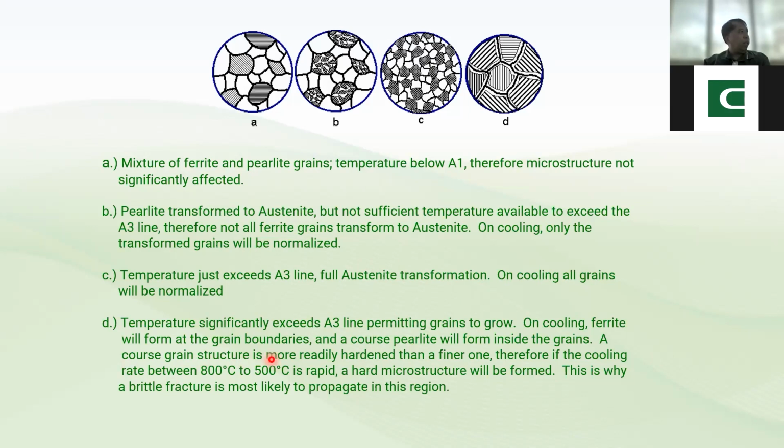And if cooled down rapidly, and the critical cooling between 800 to 500, ang temperature is 800 to 500, pinabilis mo ang cooling, nagkakaroon ng hard structure or nagkakaroon ng brittle fracture on the area. Kaya dahan-dahan lang dapat ang pagpapalamig between 800 to 500 kasi it will affect the microstructure of your material.